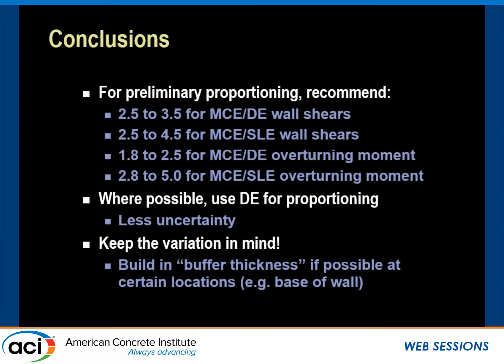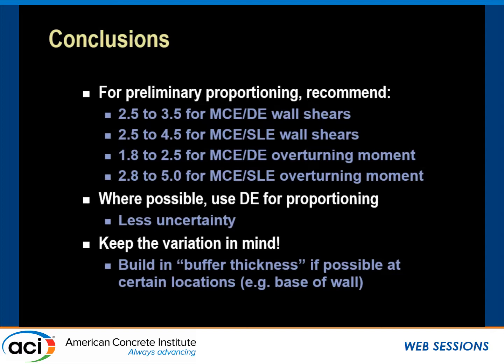So in conclusion, if we were to try and get some takeaways from this, some recommendations based on MCE divided by DE amplification for wall shear, we'd recommend using a factor somewhere between 2.5 and 3.5. For prediction based on SLE results, it's somewhere between 2.5 and 4.5. For predicting overturning moment, which is mostly useful for proportioning your foundation system, the amplification factor is between 1.8 and 2.5. Based on SLE, it's somewhere in the 2.8 to 5.0 range.